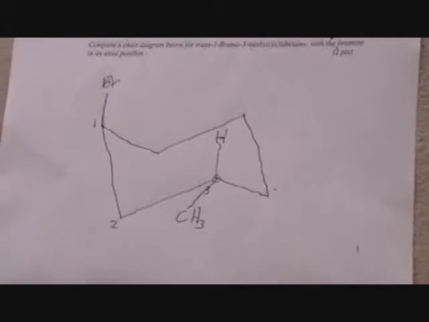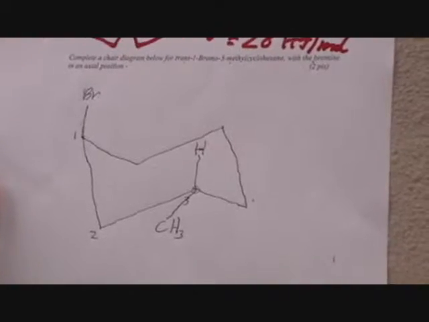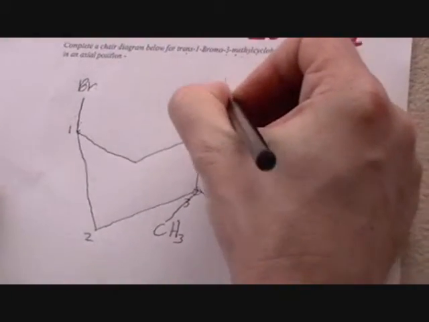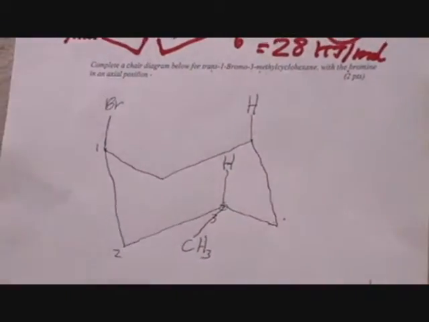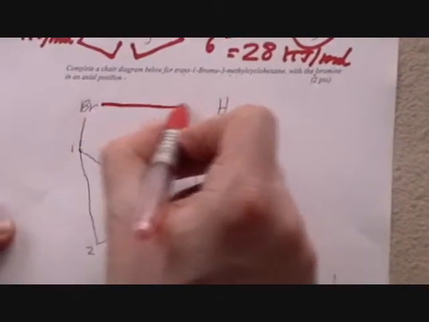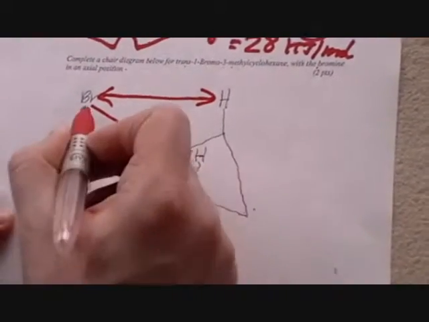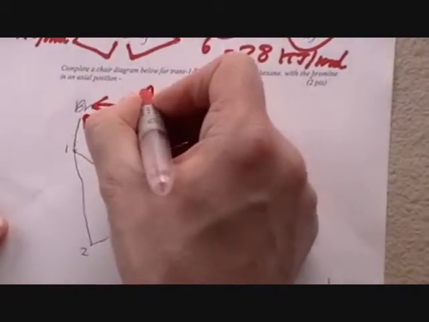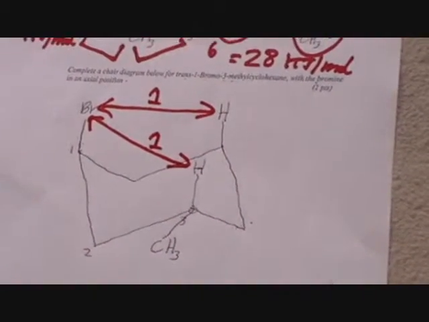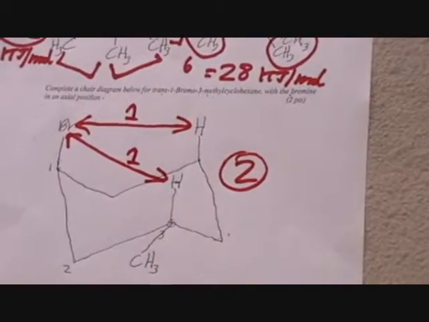Now the problem doesn't ask about energy strain, but if we were thinking about energy strain, we've got two examples of strain in this molecule, and they're both 1,3-diaxial examples. The strain here between the bromine and the hydrogen, and then the strain here between the bromine and the hydrogen. And both times it's just 1 kilojoule per mole of strain energy. So the total strain energy in this molecule is 2 kilojoules.